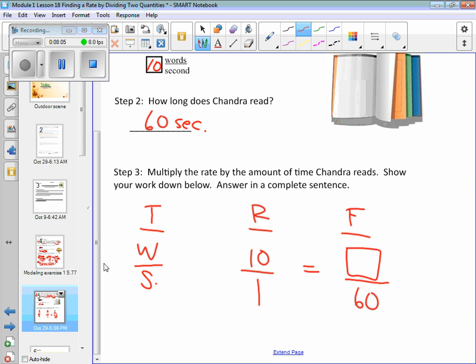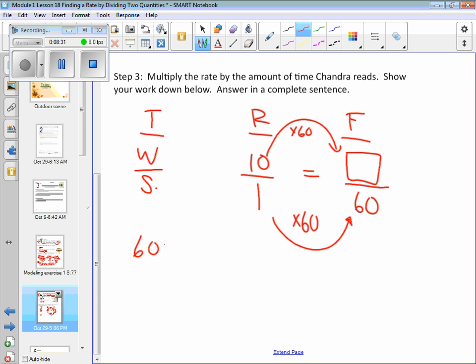Same thing, look at the relationship, see what's going on, and that'll help you to determine what you've got to do to find the missing amount of words in this case. Chad, what do you got to do between 1 and 60? Yeah. 600 words in 60 seconds, right? And we are done. Any questions on that?